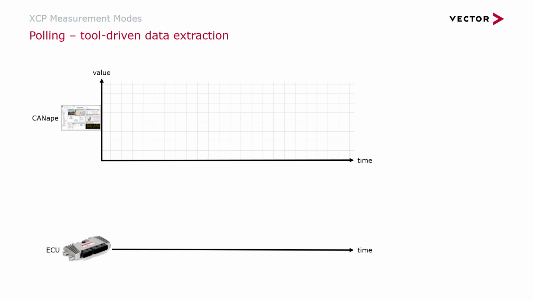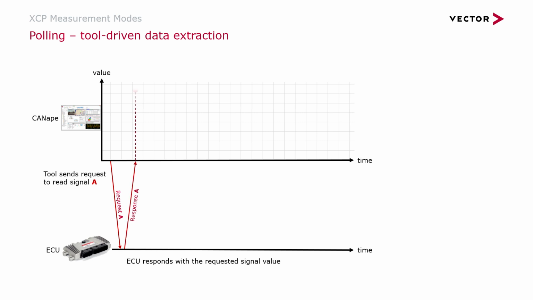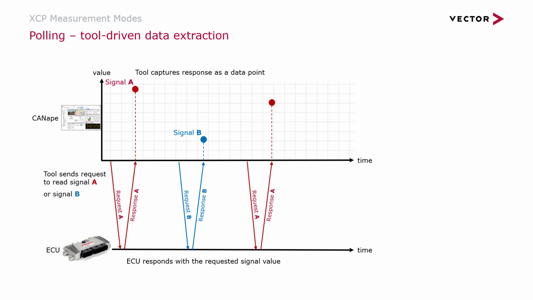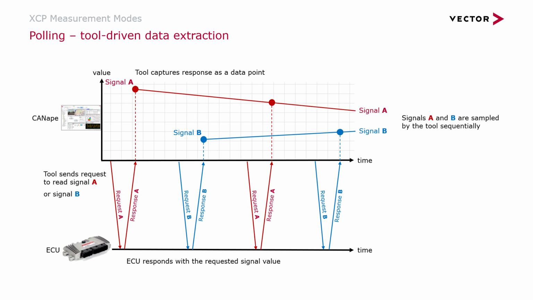Polling is a tool-driven data extraction strategy that starts out with the tool sending a request to the ECU to read a specific signal, in our example here, signal A. The ECU responds with the requested signal value, and the tool captures that response as a data point. We can repeat the same process with a different signal, say signal B, and we can repeat this same process over and over again for both of the signals for as long as we want to make our measurement. And in the end, our measurement will contain data points for both signals A and B, but it's important to note that signals A and B are sampled by the tool sequentially in time.